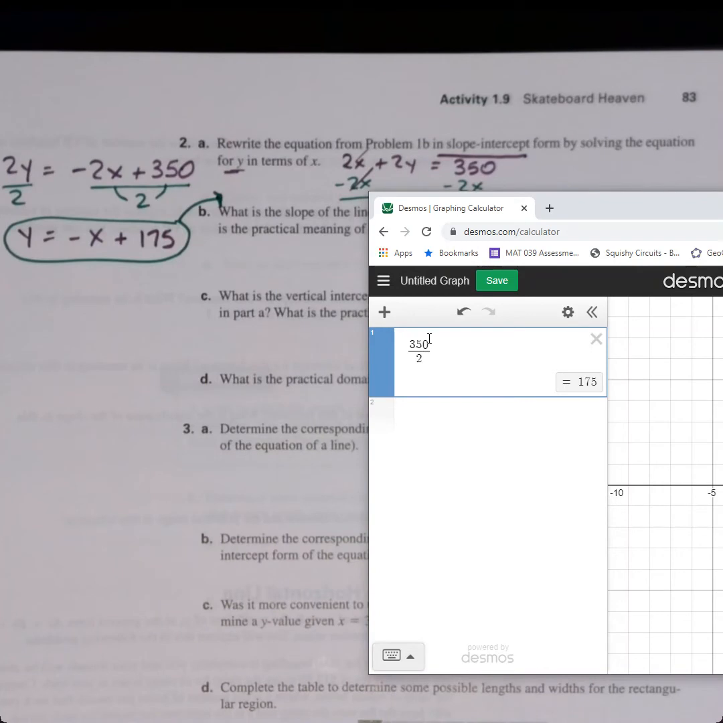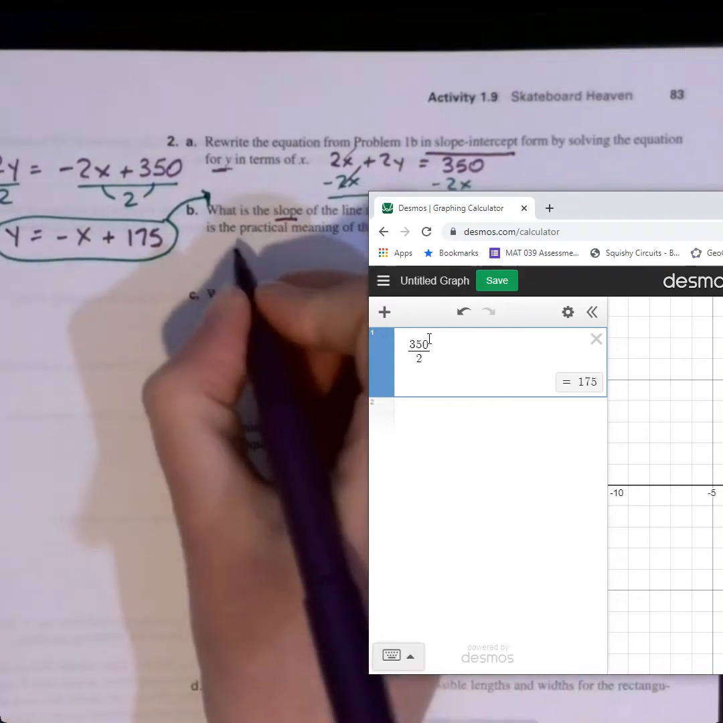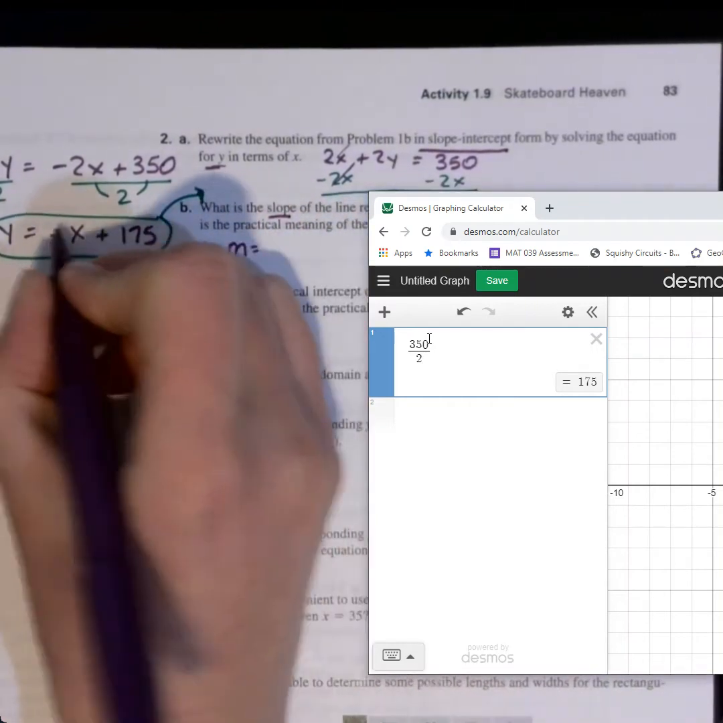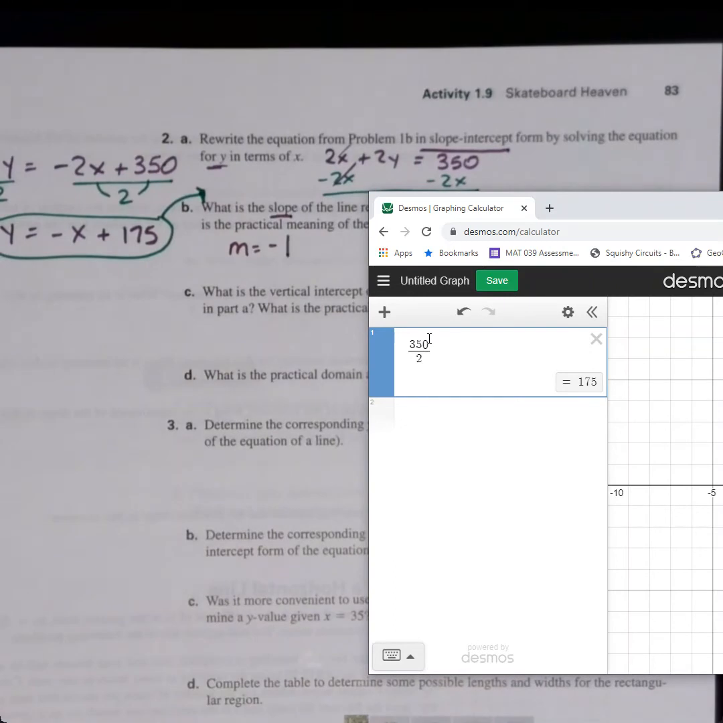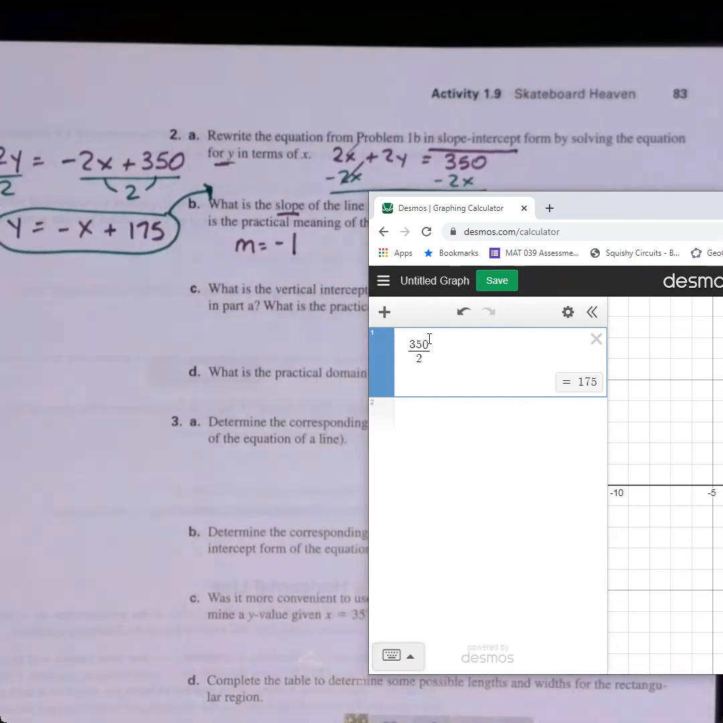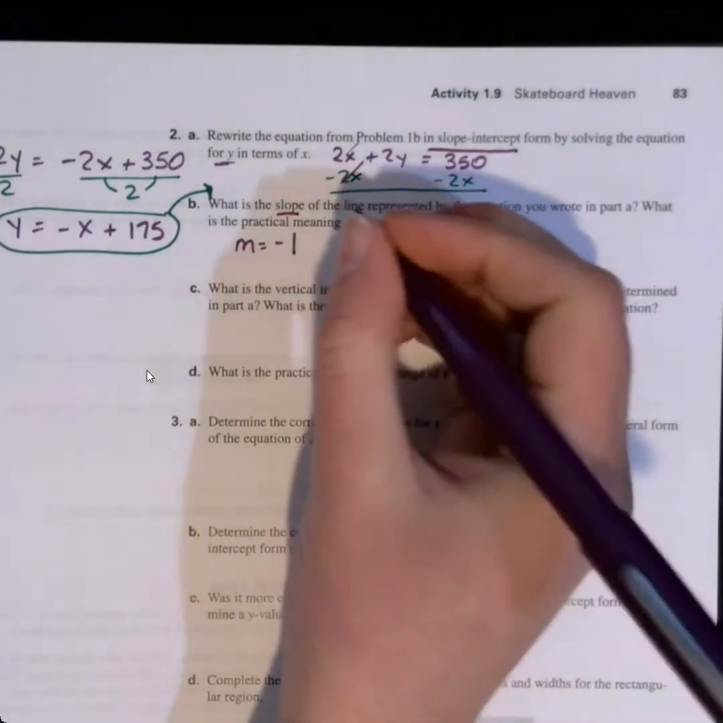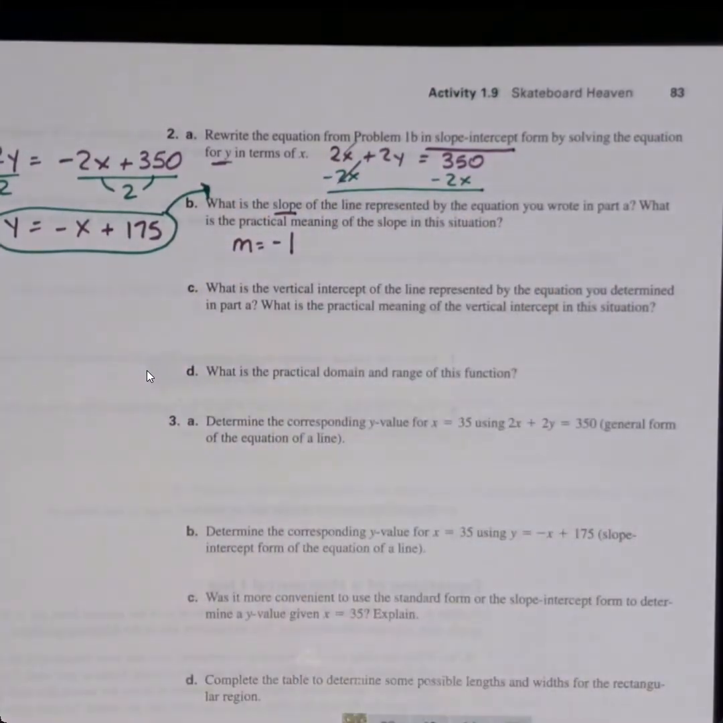Now that it's in slope-intercept form, we can see the slope because it is the coefficient of x. The coefficient of x right here is negative 1. And then what does this mean? What is the practical meaning? Okay, so we need to know what the output is. The output is increasing or decreasing by how much per input.